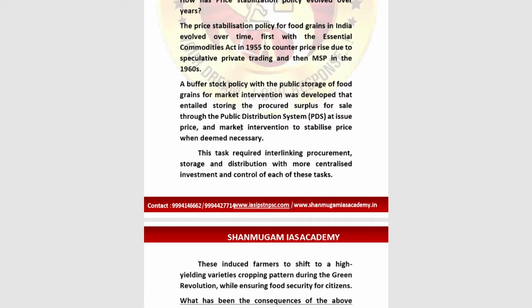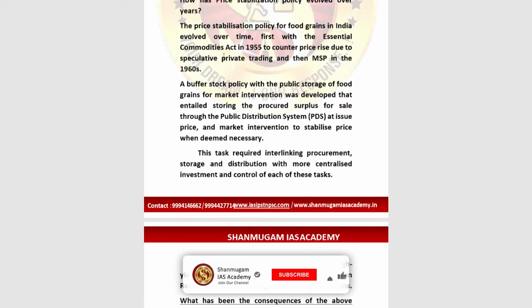Second, the buffer stock policy, with public storage of food grains for market intervention, was also developed. It entailed storing the procured surplus for sale through the public distribution system at the issue price, and market intervention to stabilize prices when deemed necessary. So this also happened.